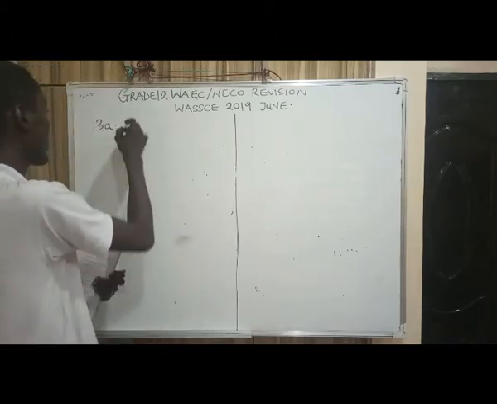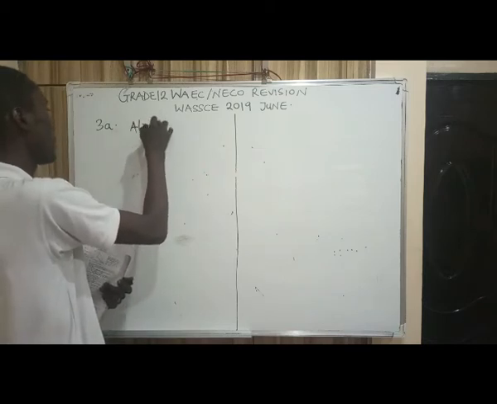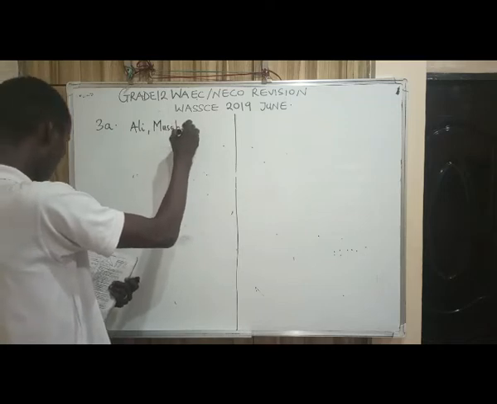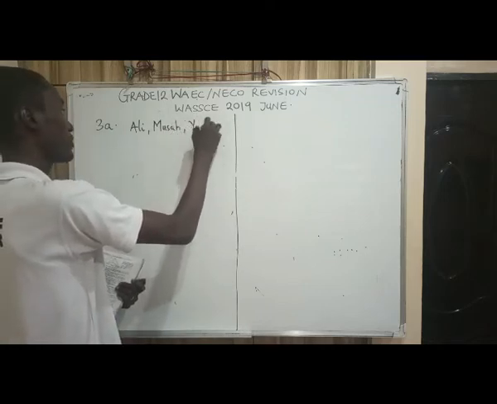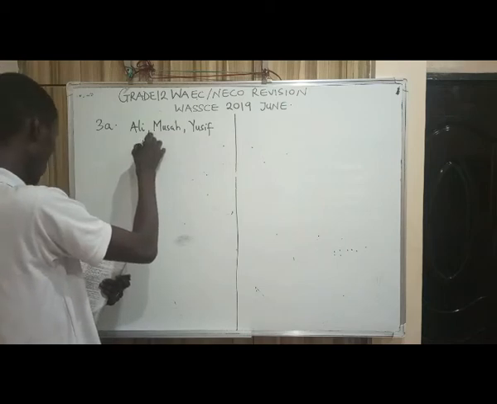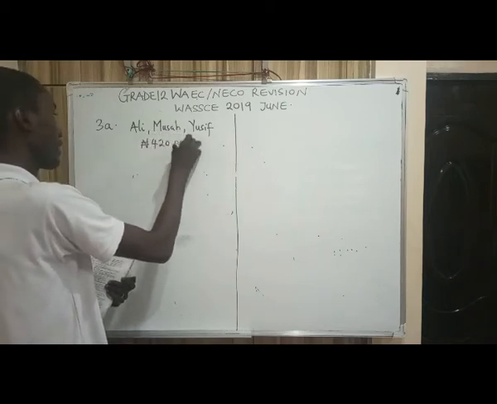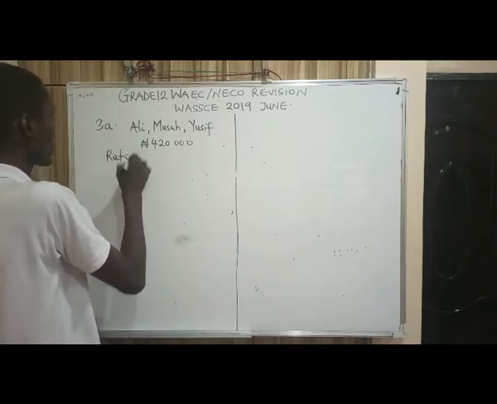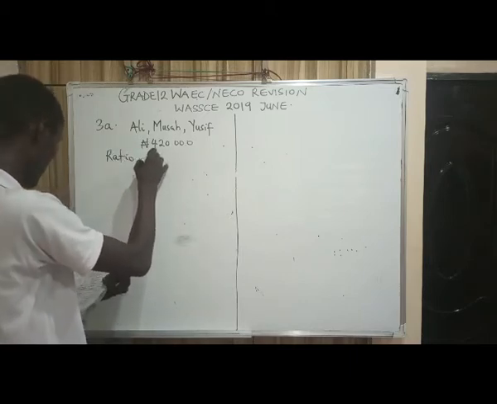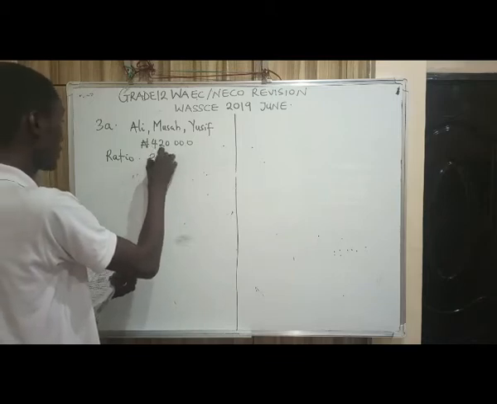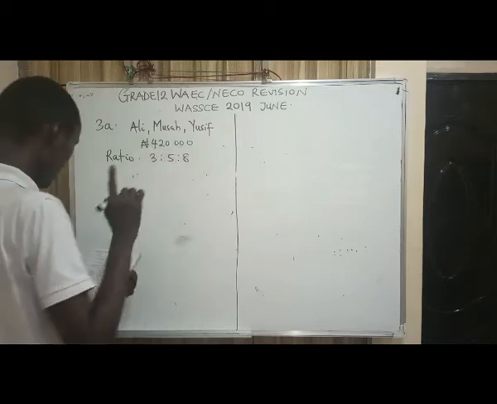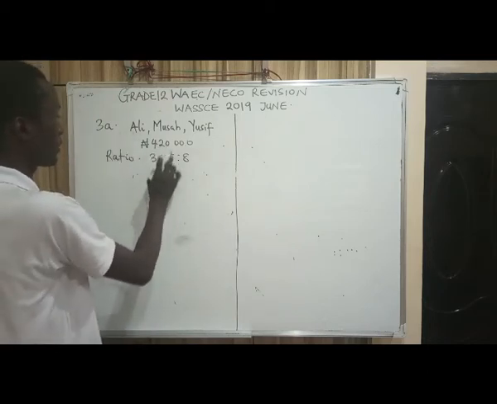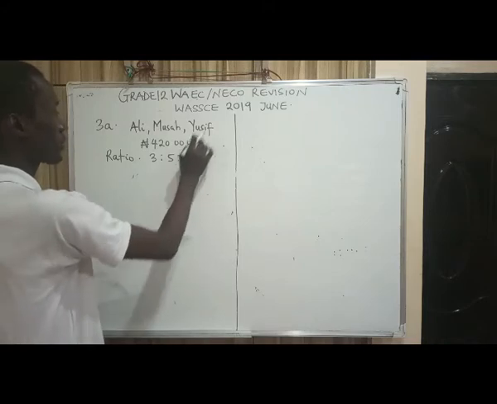Now, we are told that three persons, Ali, Musa, and Yusuf, are to share what? 420,000 naira in the ratio. So the ratio given to me is what? It is given as 3 is to 5 is to 8, respectively, which suggests that 3 portions for Ali, 5 portions for Musa, and 8 portions for Yusuf.